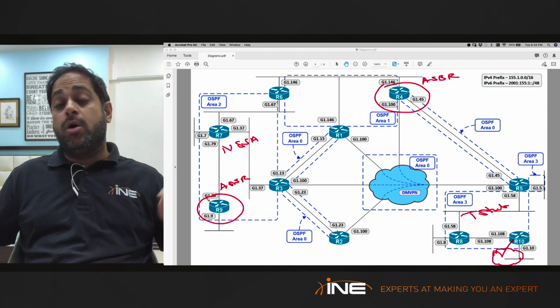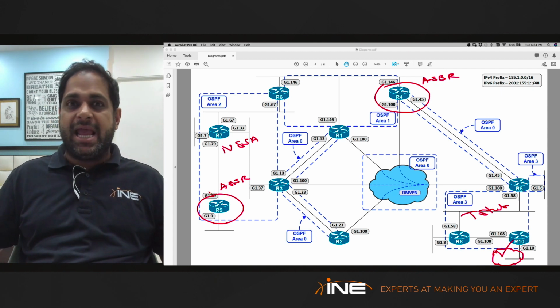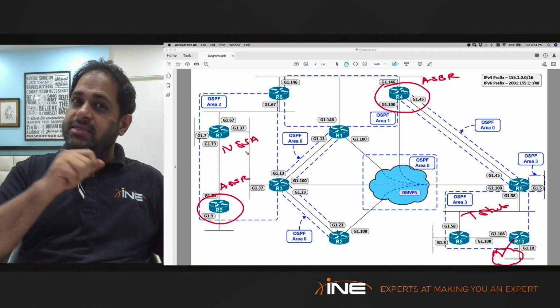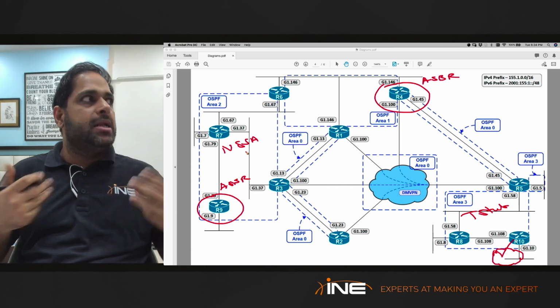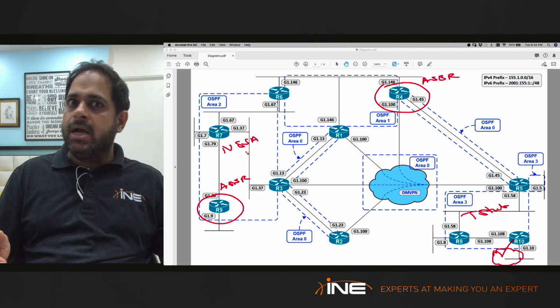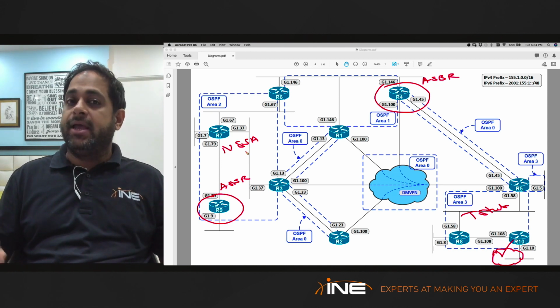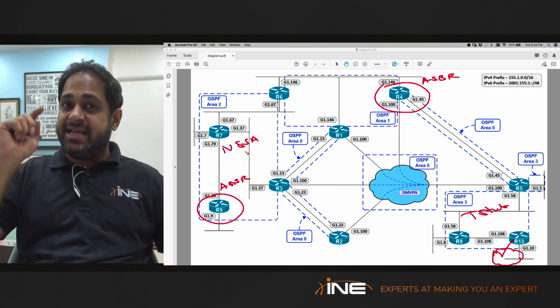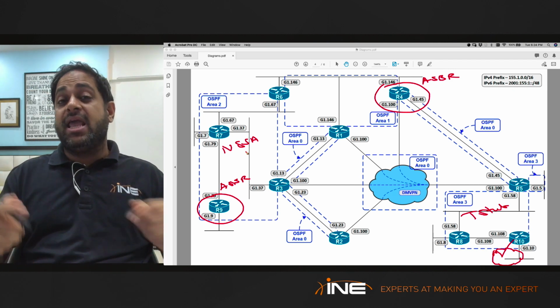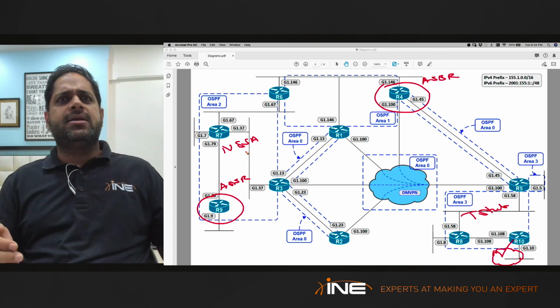R9, which was earlier generating LSA5, this time will not generate LSA5 because he knows now I connect to a not so stubby area. I cannot send LSA5 there. So instead, he generates LSA7 and sets a flag which tells the ABR to translate 7 to 5.